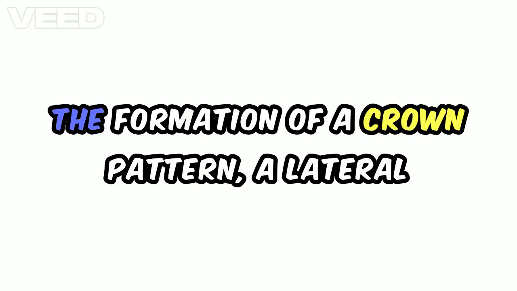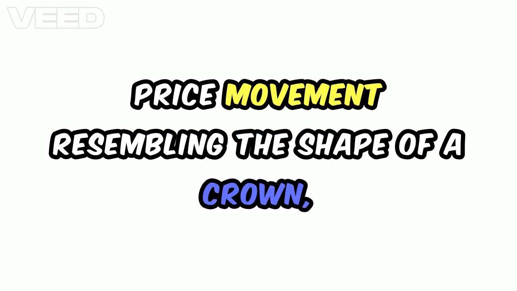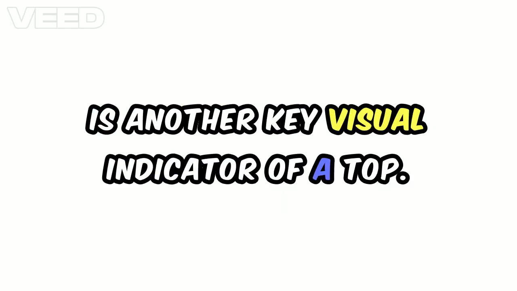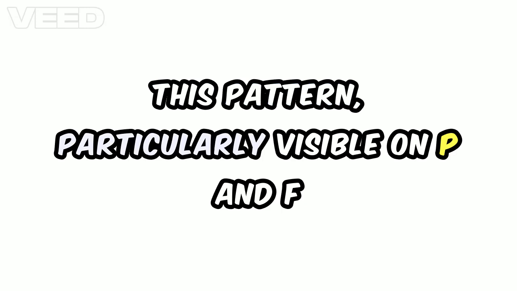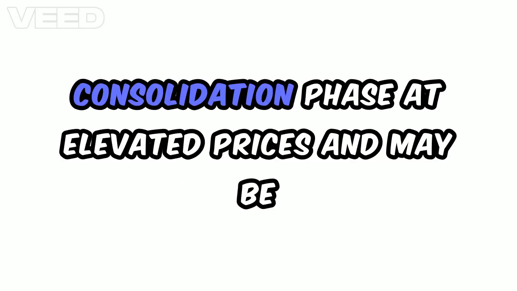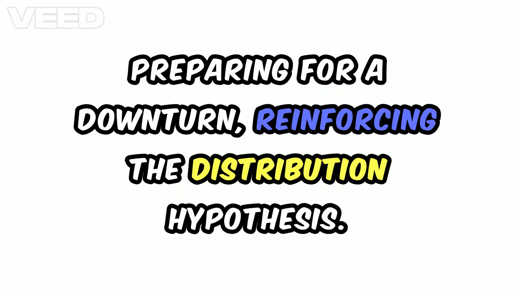The formation of a crown pattern, a lateral price movement resembling the shape of a crown, is another key visual indicator of a top. This pattern, particularly visible on P&F charts, suggests that the stock is in a consolidation phase at elevated prices and may be preparing for a downturn, reinforcing the distribution hypothesis.